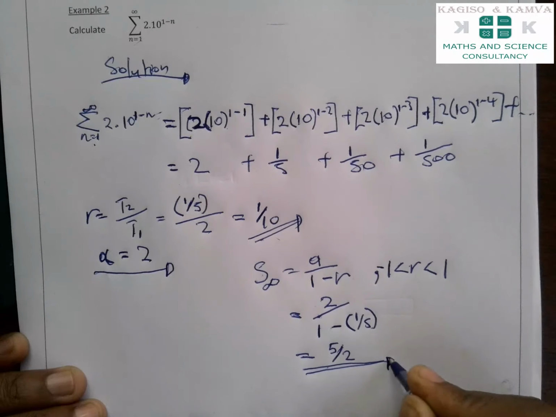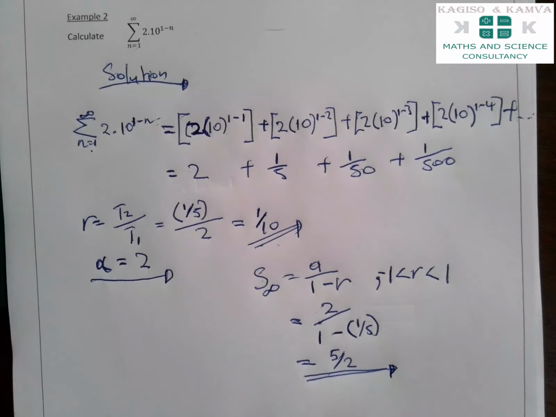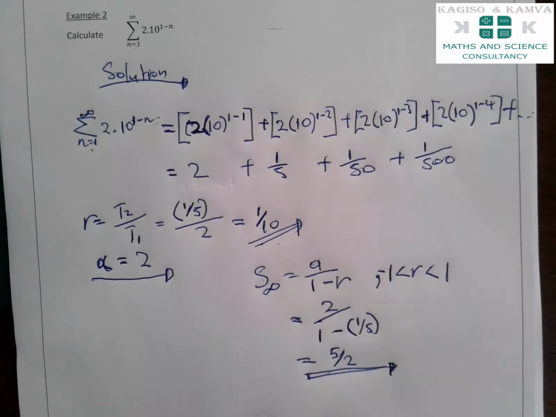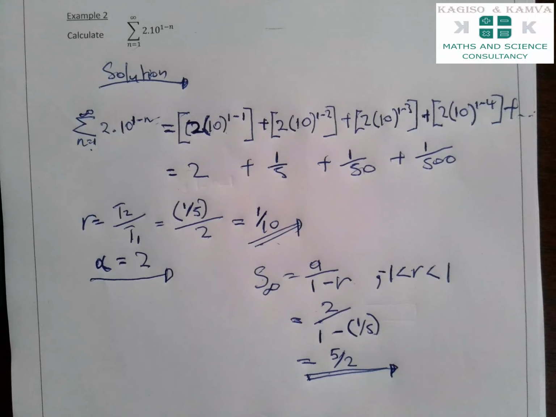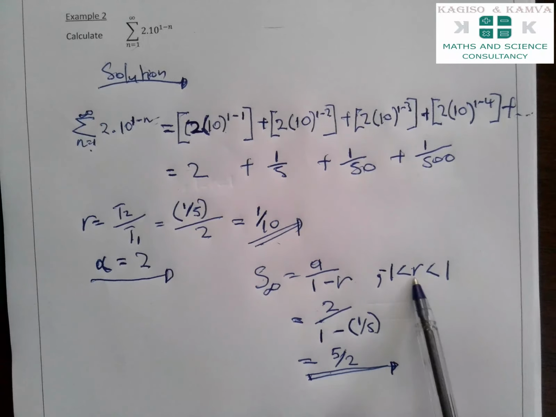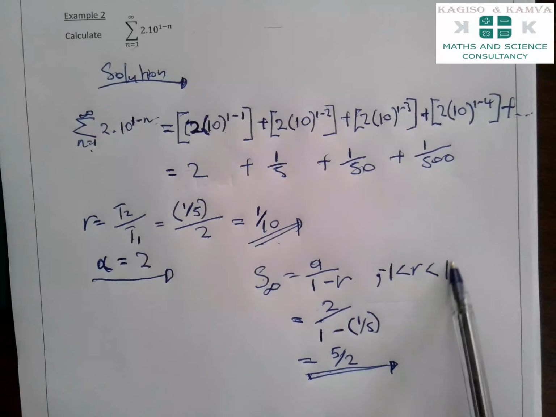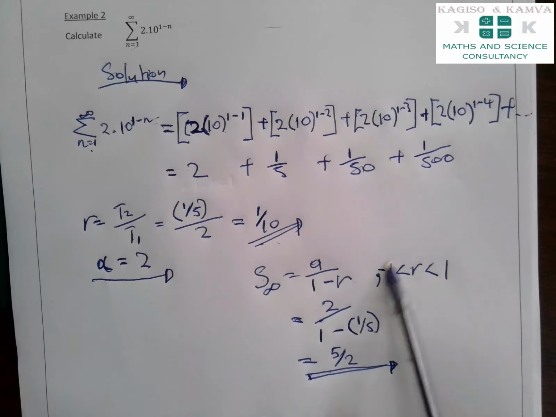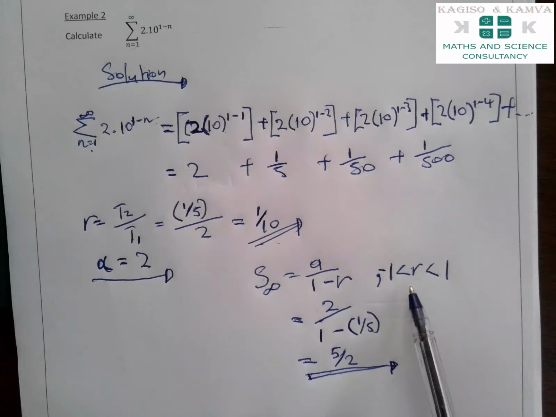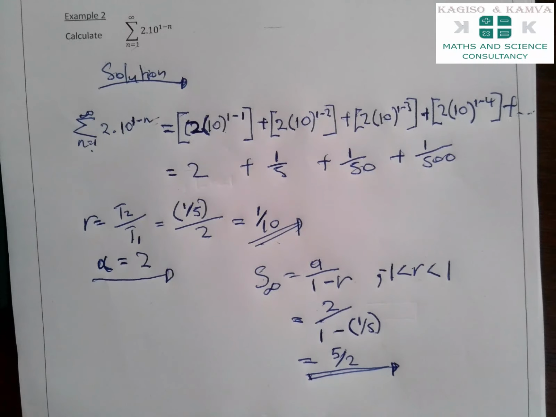So this is how you calculate the sum to infinity of a convergent geometric series. How do we know that the series is converging? By just determining r, and if we find that r is within this restriction, then we know that we've got the sum to infinity. That is the end of our lesson.